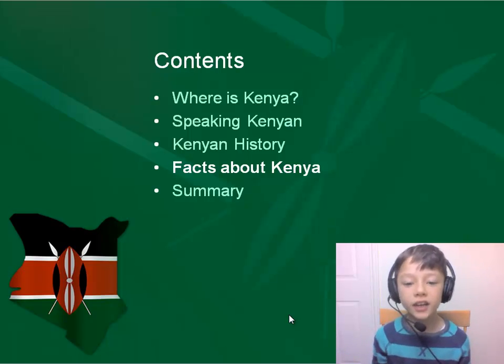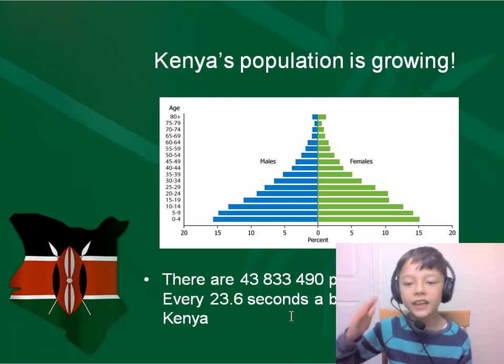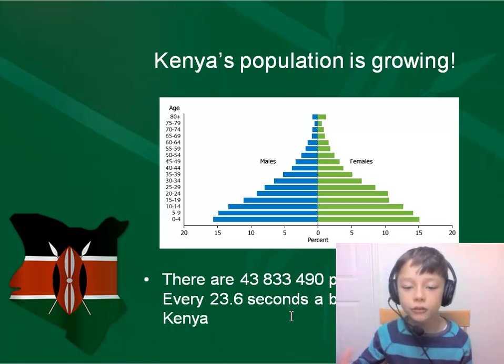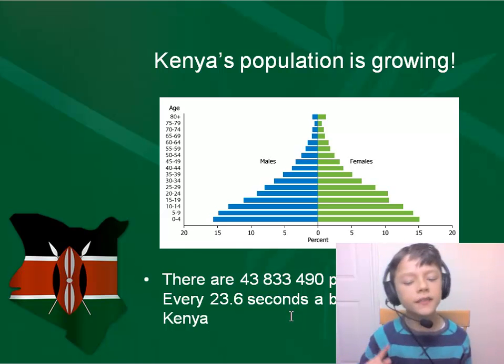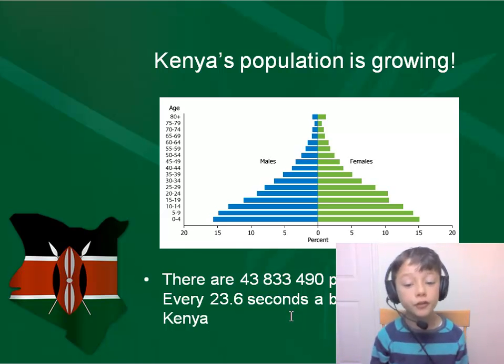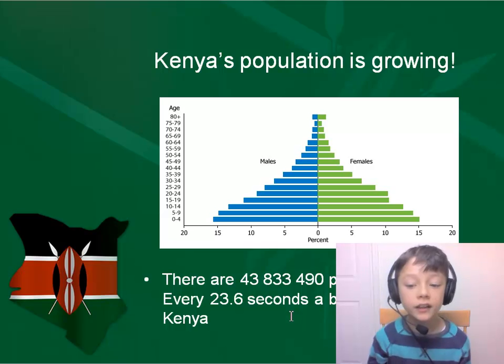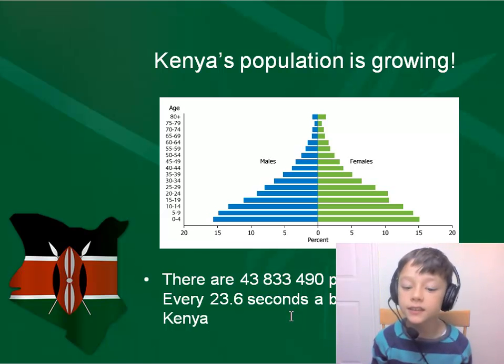Okay, facts about Kenya. Well, Kenya's population is growing and growing and growing. In fact, in this population pyramid, you can see that the majority of people in Kenya are under 20 years old. In fact, there are over 43 million people that live in Kenya at this time. Every 23.6 seconds, a baby is born.